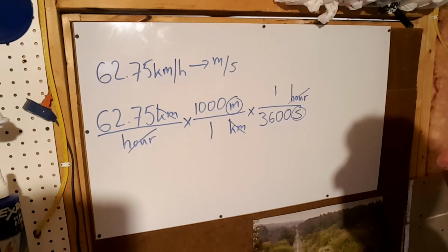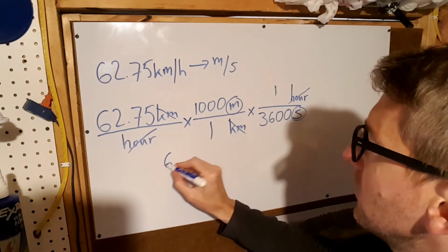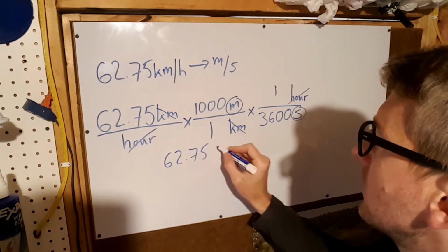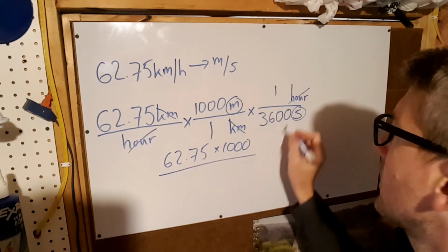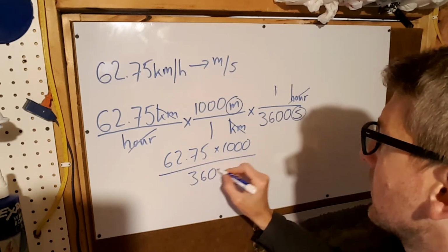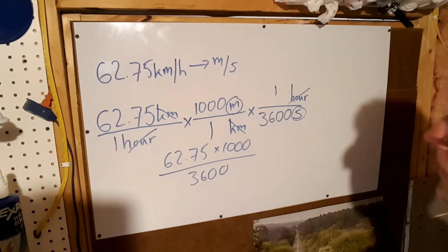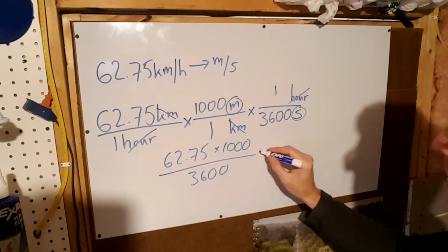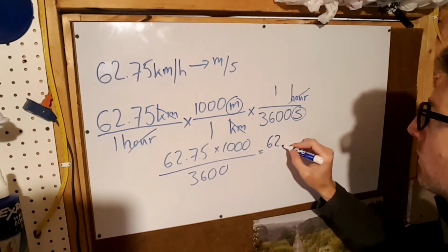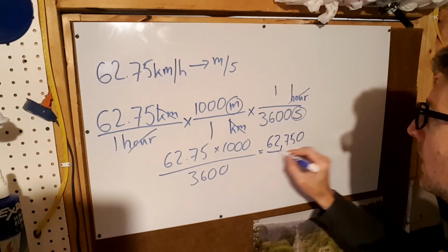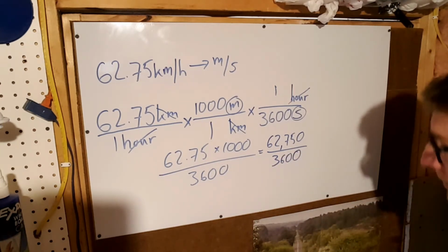So now what do you have to do? You have your whole formula here. It looks like a mess, but it's actually just telling you that the numerator is 62.75 times 1,000, and it's telling you the denominator is simply 3,600, because it's 1 times 1 times 1 times 3,600, because this is obviously 1 hour. So you wind up with 62.75 times 1,000 gives you 62,750, and it's over 3,600. And you just have to plug that into a calculator.